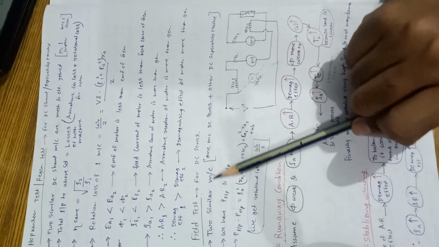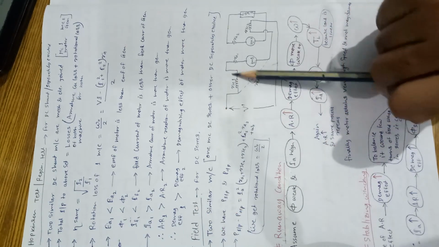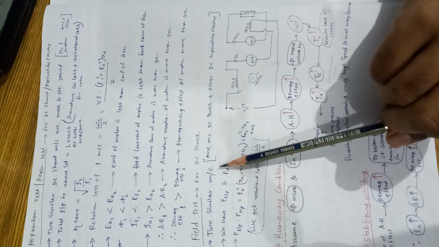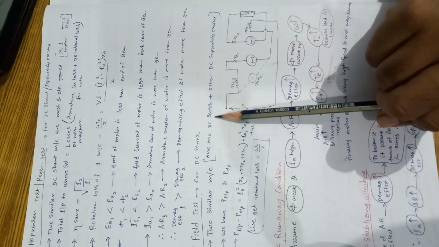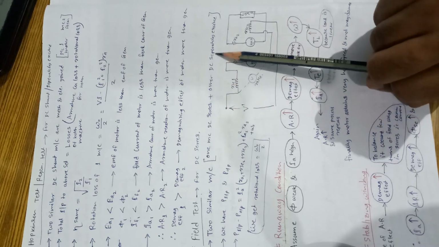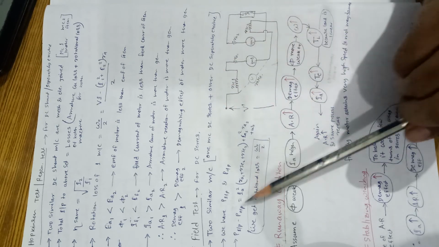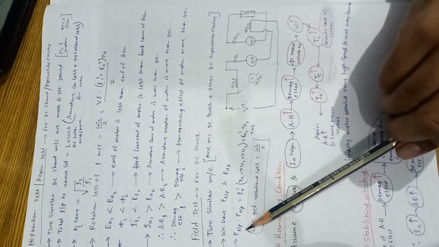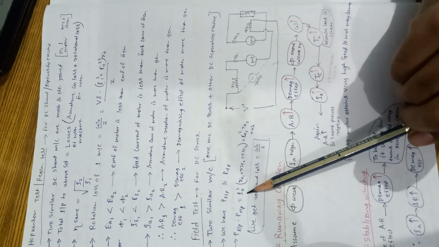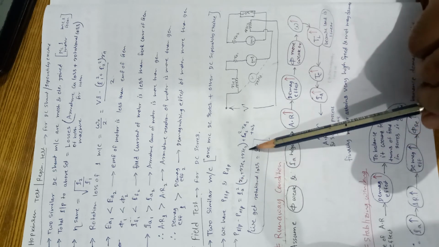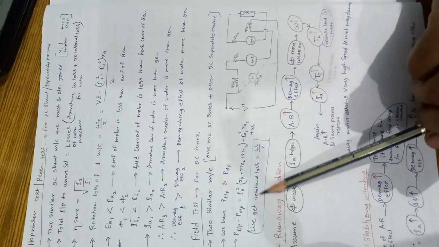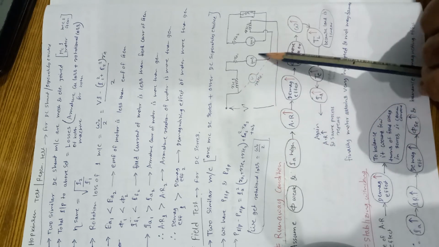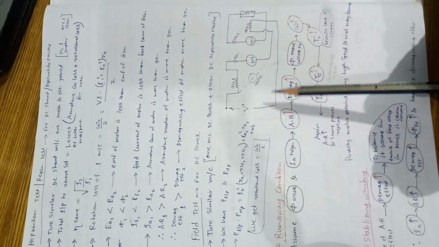In the field test for DC series, it is like this. We take two similar machines, one DC series and the other DC separately excited. We have power input and power output. Power input minus power output equals IA into RA plus this, and so we get rotational loss equal to omega naught upon 2. In this way we have to make the connections.